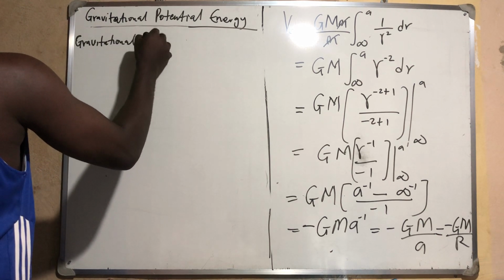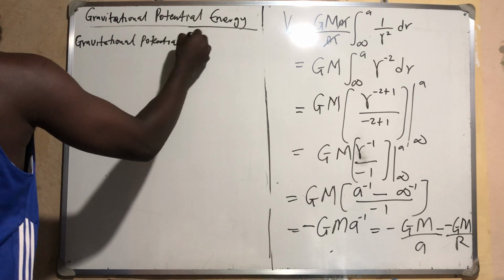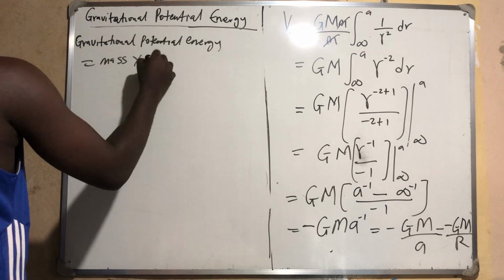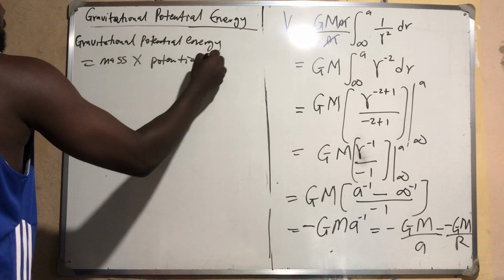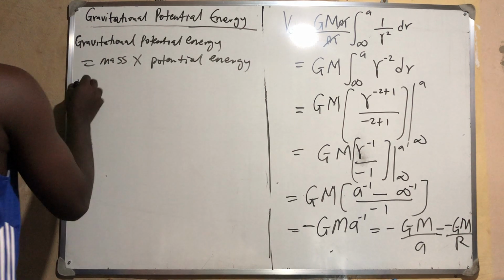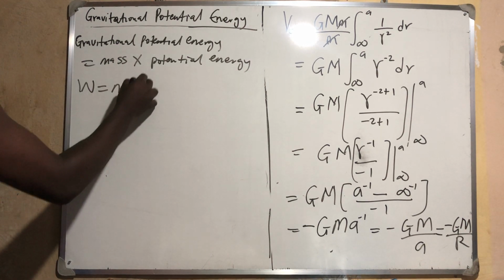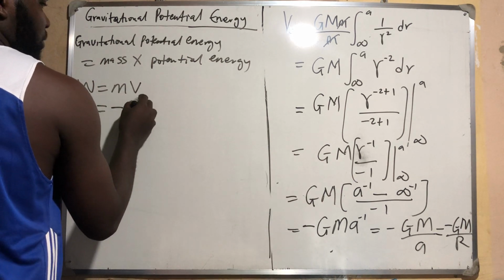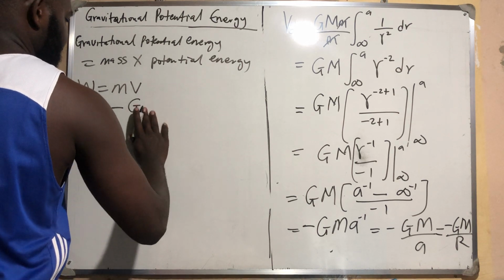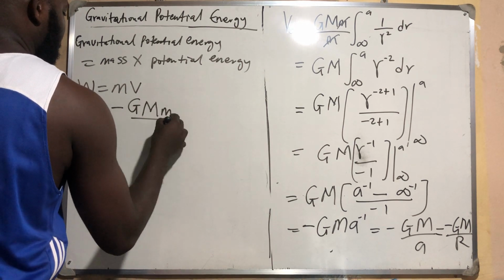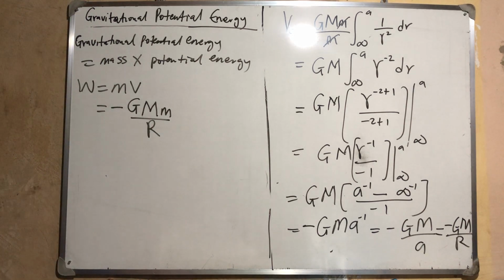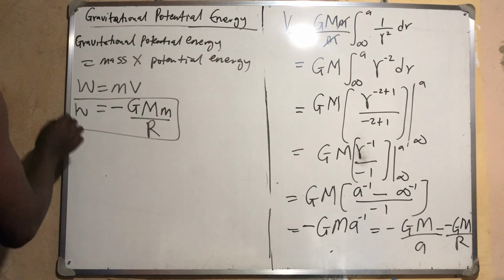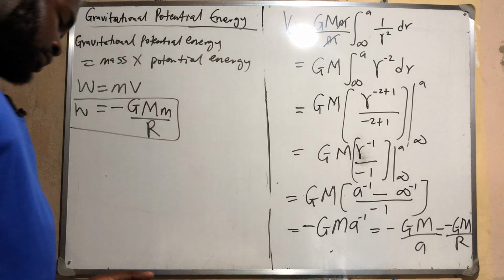Gravitational potential energy is equal to the product of mass times potential. So we have that our W is equal to M times V. And what is our V? Don't forget, your V is minus GM over R. So which is minus GMm all over R. So that is the formula for your gravitational potential energy.